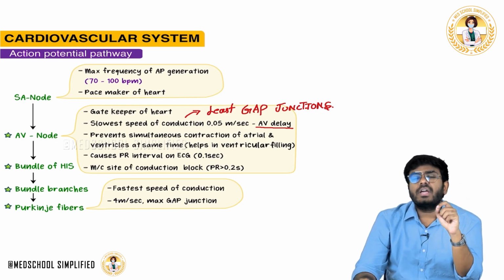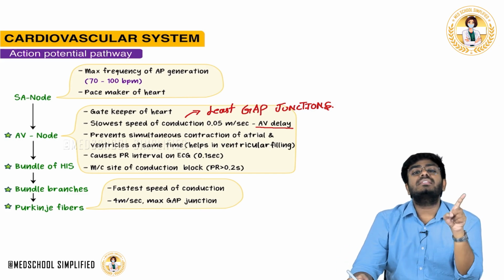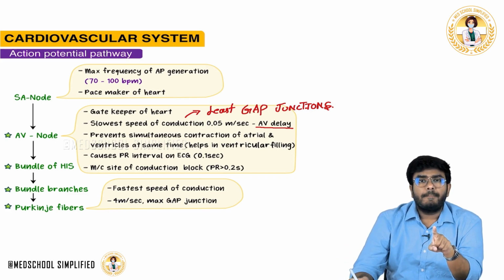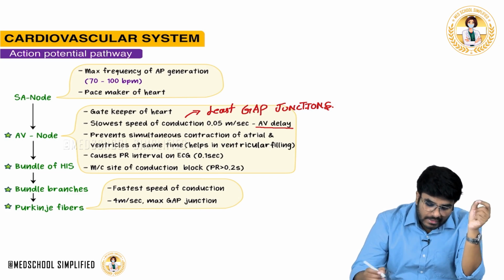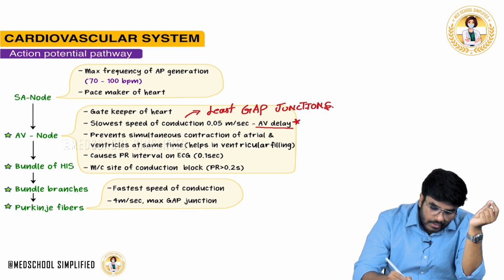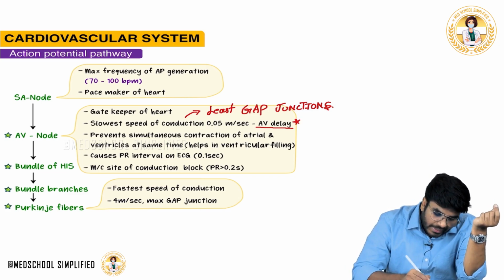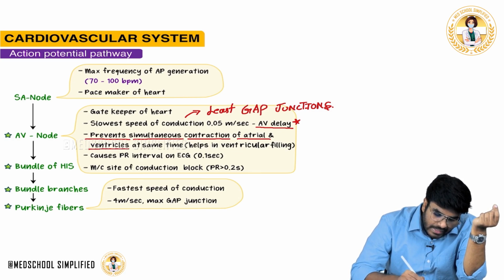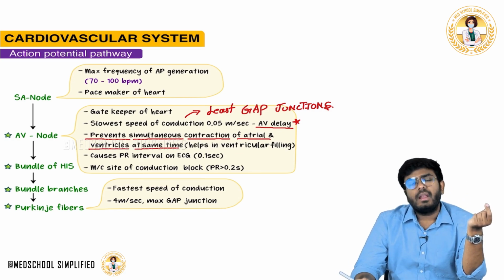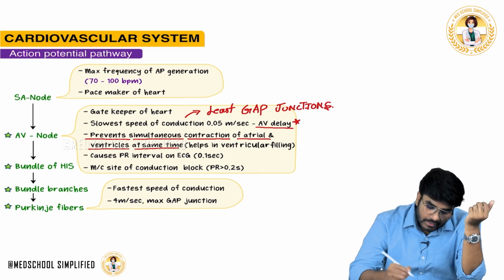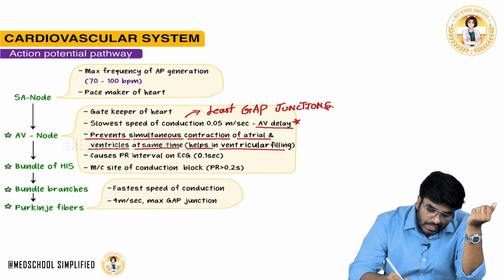So, in order to prevent the contraction of atria and ventricles at a time, there is AV nodal delay. So, what is the importance of AV nodal delay? It prevents simultaneous contraction of atria and ventricles. Now, what is the other importance? It helps in ventricular filling.